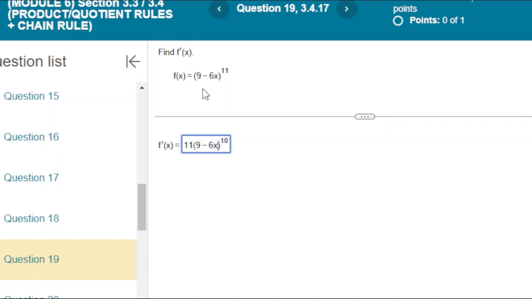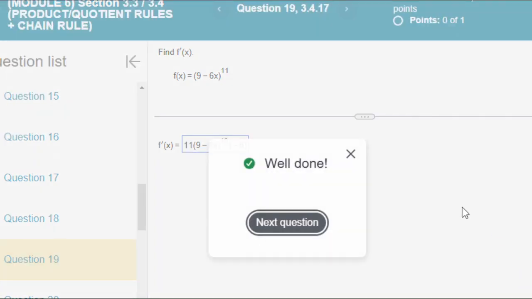to the 10th. Okay, so we have 11 times the inside function to the 10th. And then in the end, you have to multiply by the derivative of the inside function. And notice the derivative of the inside function here is -6. Okay, so again, we have this inside function 9 minus 6x and the outside function x to the 11th. So we take the derivative of x to the 11th, we get 11x to the 10th, but we don't do 11 times x to the 10th. We apply it at the inside function: 11 times 9 minus 6x to the 10th. And then way out here on the end, we have to multiply by the derivative of the inside function. And we don't need to simplify our answer. Let's just leave it like that.